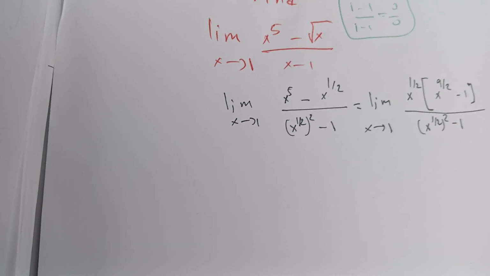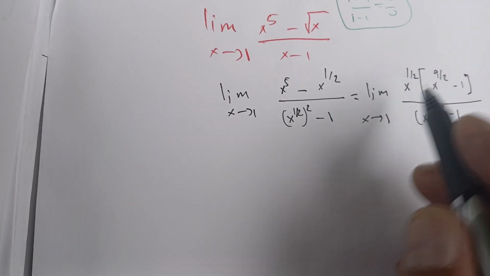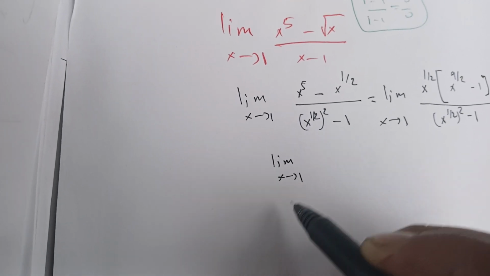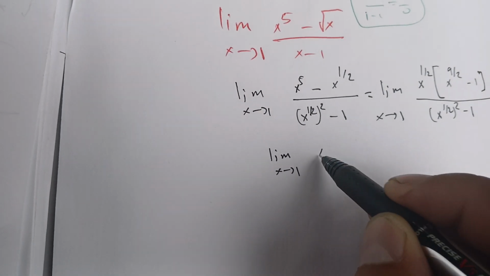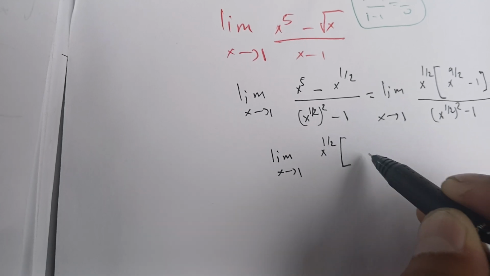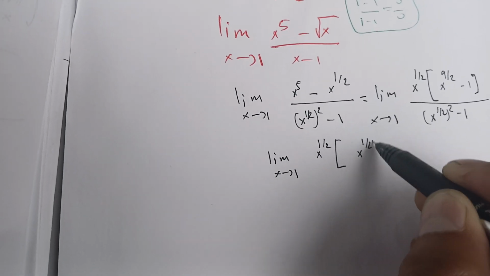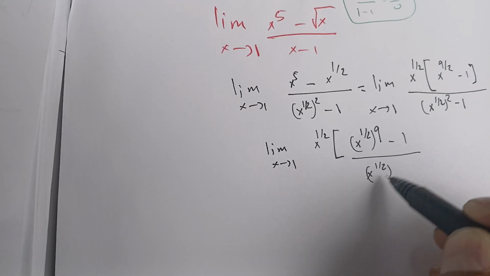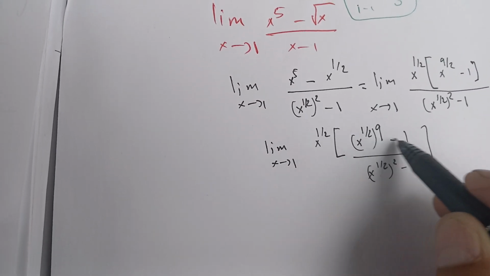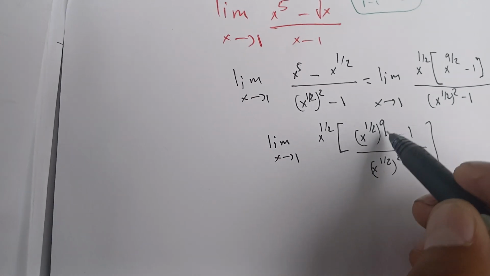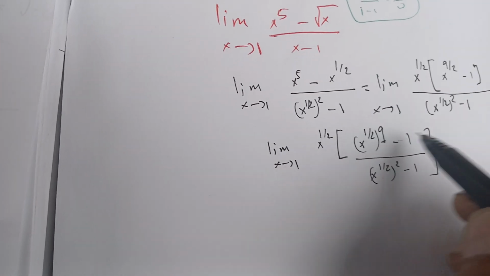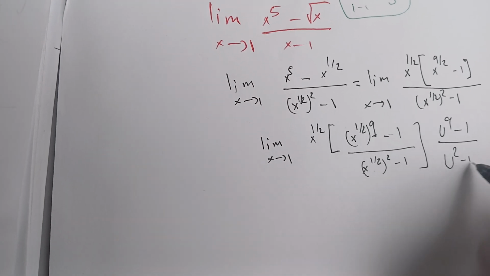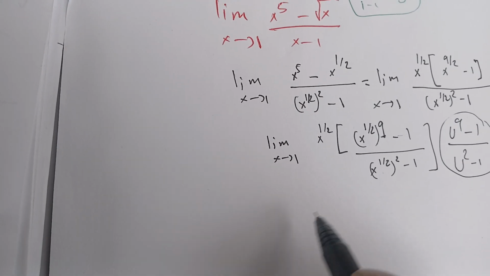In fact we can rewrite it one more time as the limit as x goes to 1 of x to the power 1/2 times x to the power 1/2 to the power 9 minus 1 over x to the power 1/2 squared minus 1. Now we can use our understanding of algebra. Think of this as u to the power 9 minus 1 over u squared minus 1. Here we can use some factorization.